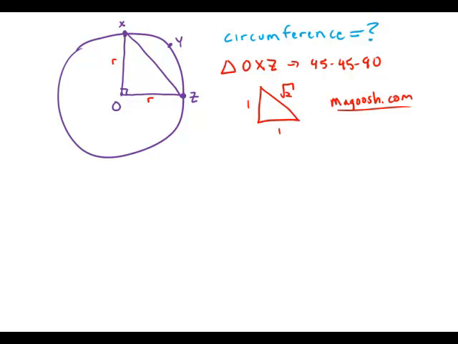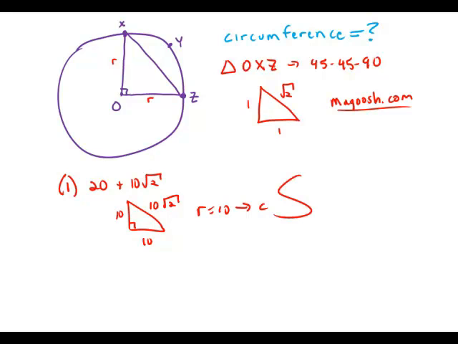So moving on to the statements. We know statement number 1, the perimeter of the triangle is 20 plus 10 radical 2. Well, what that tells us right away is that the triangle would have to have sides of 10 and 10 and 10 root 2, which means that the radius is 10, which means we could figure out the circumference. So this statement is sufficient.